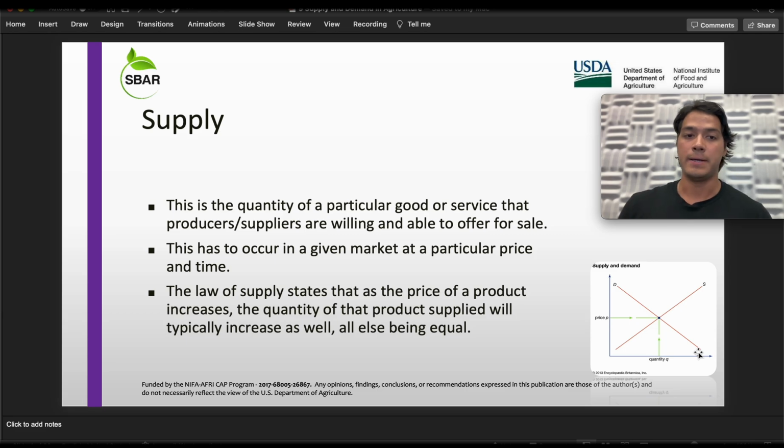Okay, we have supply. First, let's start with this concept. This is going to be the quantity of that particular good or service that either producers or suppliers are willing and are able to offer for sale. Also, this has to occur in a given market at a particular price and time. Last, the law of supply states that as the price of a product increases, the quantity of that product supplied will typically increase as well, all else being equal.